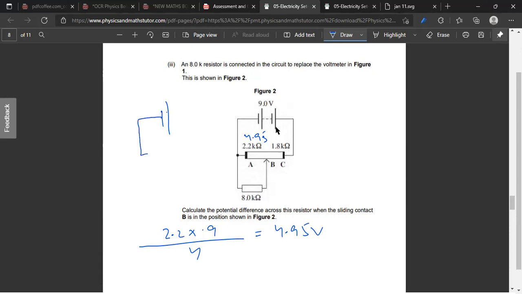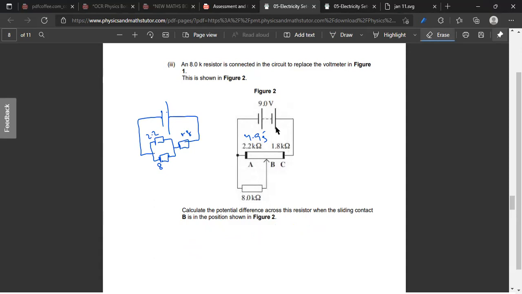This is the image that is in my mind. So that's what I'm thinking: 2.2 divided by 8 and 1.8. Okay, do you get it? Yeah. So it's something like this, which means that we have to calculate the total resistance of this circuit.